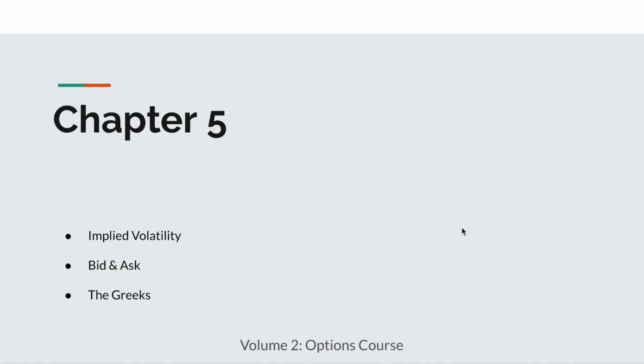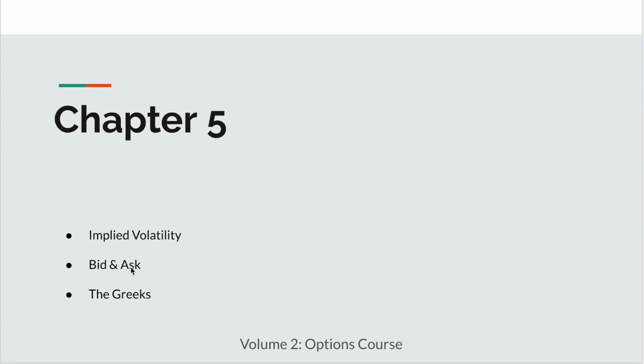Hey guys, welcome back. Q again from Ayanti Trading. In chapter 5, we're going to take things up a notch. We're actually going to go more in depth into options. It's a pretty heavy loaded chapter. We're going to be talking about implied volatility, which is massive. This is a huge subject in options. We're going to talk about the bid and the ask. Again, bid and ask, very important for options traders.